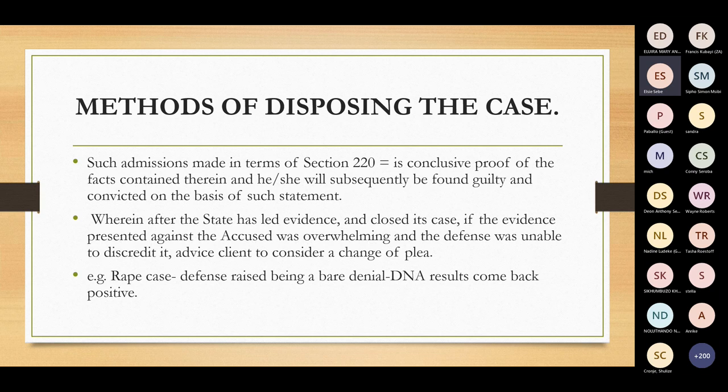It's just admissions. So once you have made this statement of admissions and the denials are also indicated on that statement, the court will then take it as conclusive proof of the facts that are contained therein, and it may subsequently find the accused guilty based on that statement. And it can convict based on that statement as well, just like with a guilty plea. So those particular issues that are not admitted, it will now call for the state to lead evidence of only that which is being disputed.